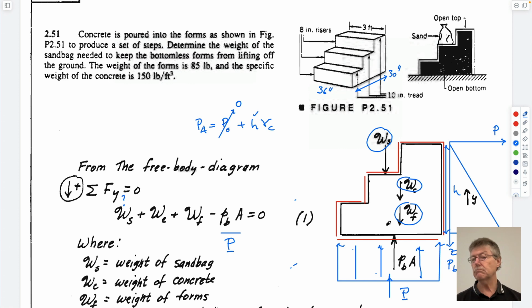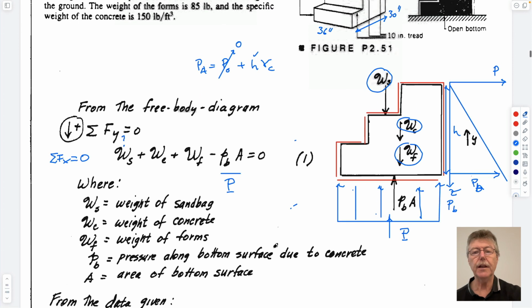We can do force equals mass times acceleration, no acceleration. Forces in the y direction have to sum to 0. We don't care. They don't affect the force acting vertically. So we sum forces in the x direction, and so the sum of forces in the x direction also has to equal 0, no accelerations. That's what this is. Sandbag acting downwards, concrete acting downwards, form acting downwards, pressure acting upwards.